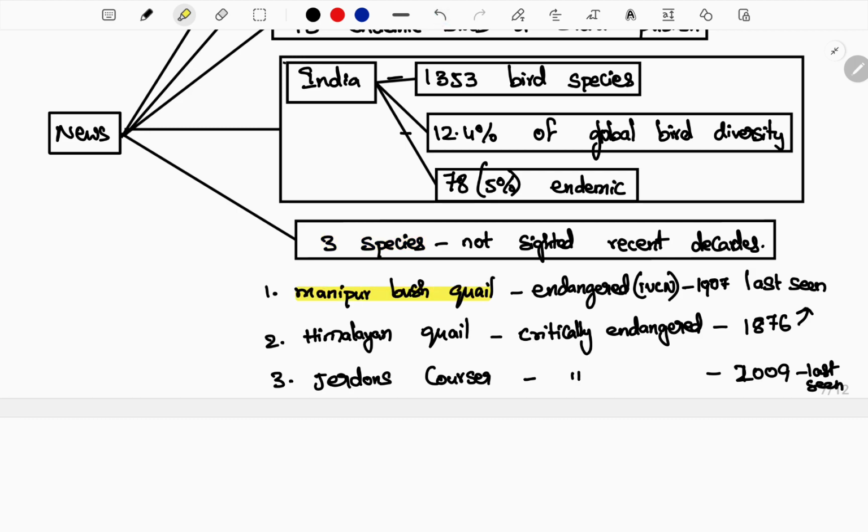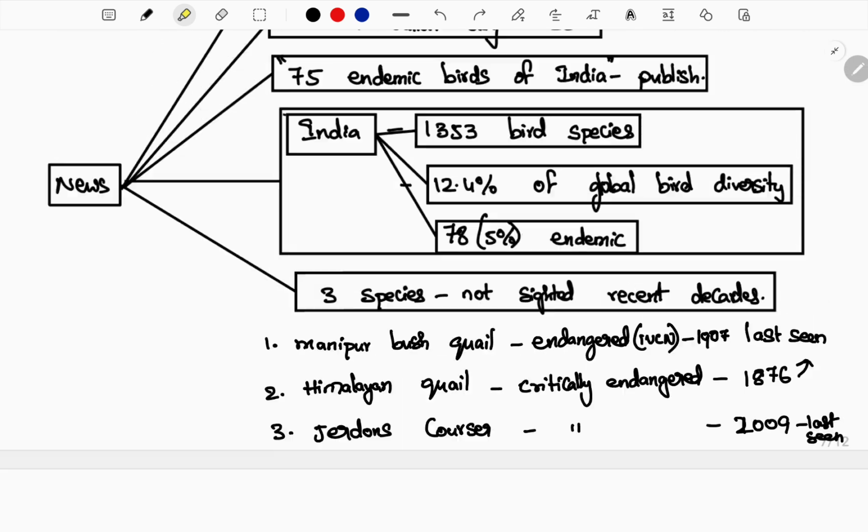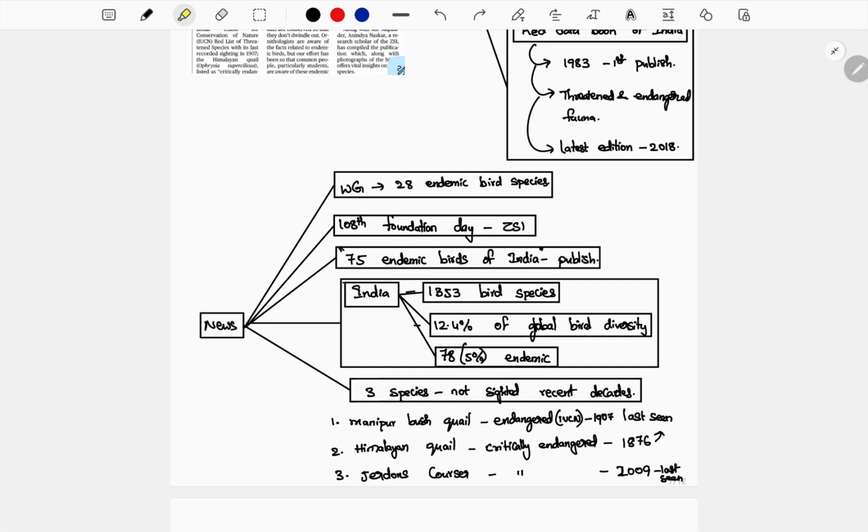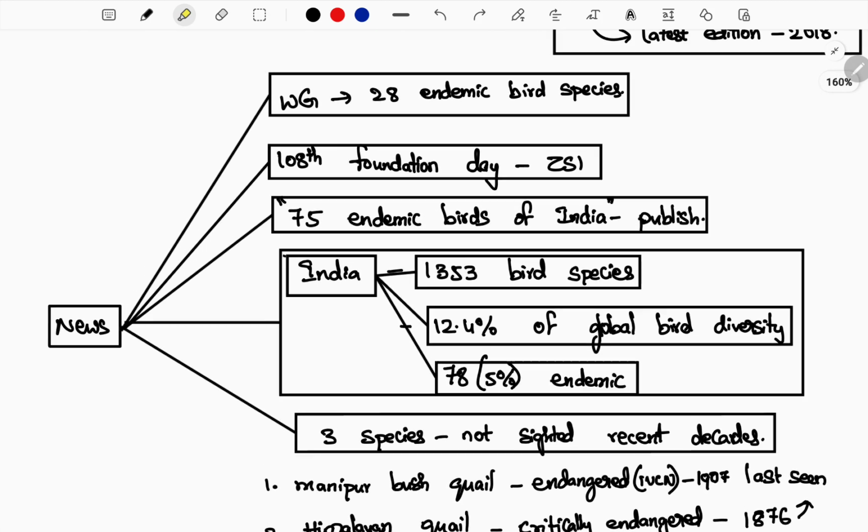Manipur bush quail, which is endangered according to the IUCN, was last seen in 1907 in India. Himalayan quail is critically endangered according to the IUCN, and was last seen in 1876. And next, Jerdon's courser was last seen in 2009 and never spotted in India again. This is the reason we are studying this content. So that is why we published this 75 Endemic Birds of India.